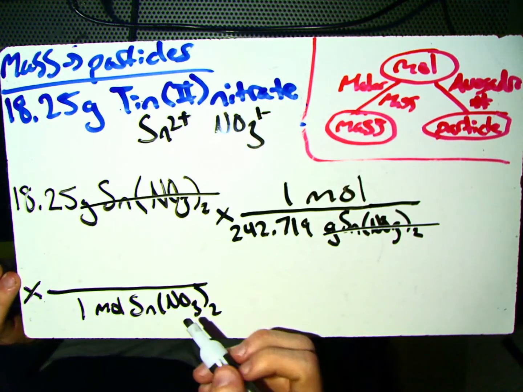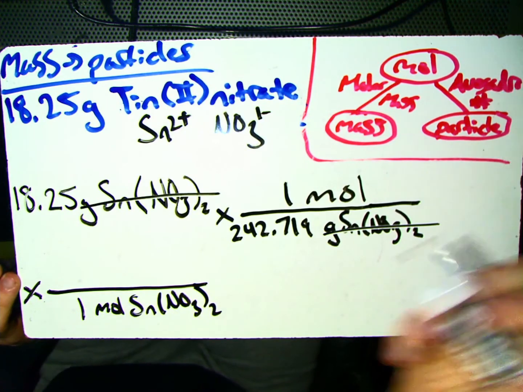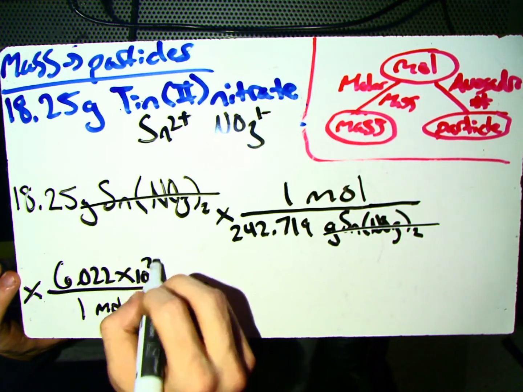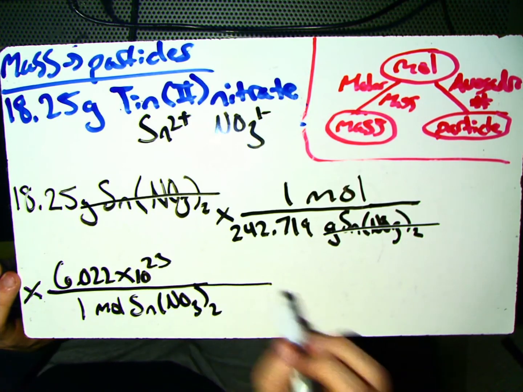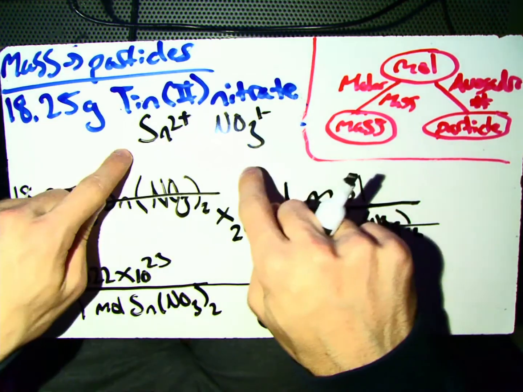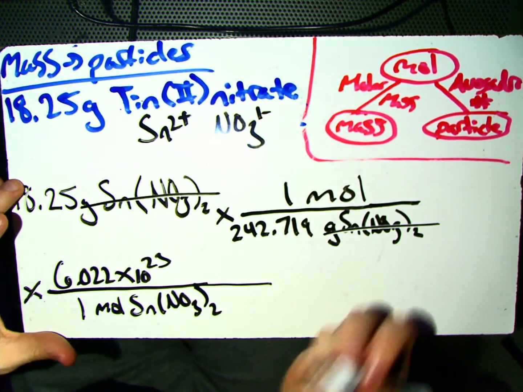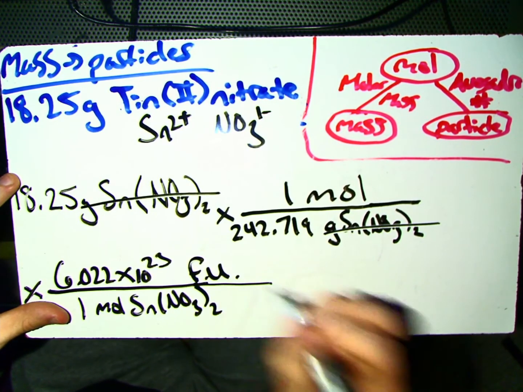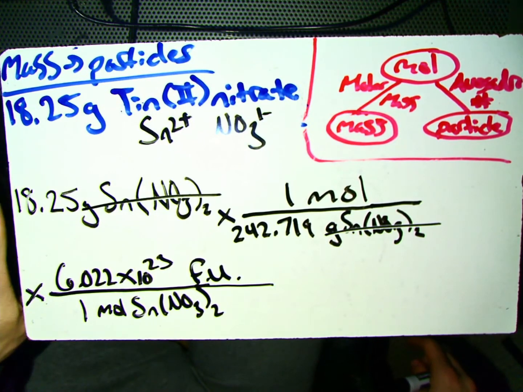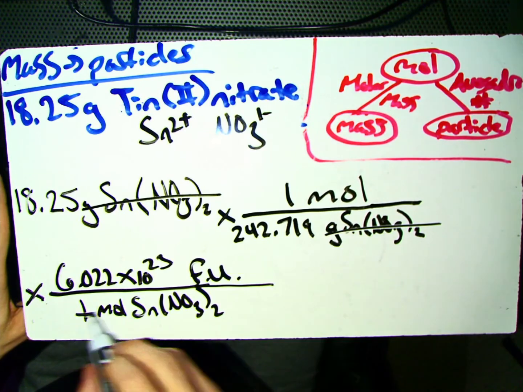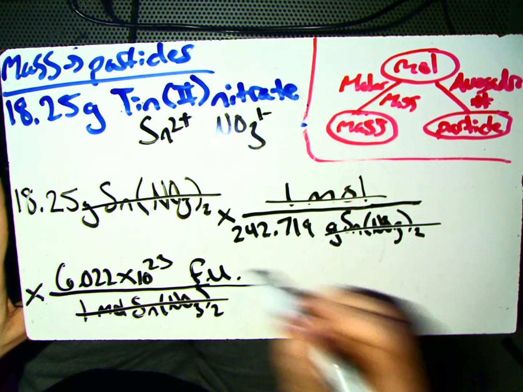Anyway, okay. Well, Avogadro's number is always 6.022 times 10 to the 23rd. Now, units. Tin 2 nitrate, what kind of compound is that? It's ionic, right? Cation, anion. When we deal with ionic compounds, our unit is FU. Now we need to cancel out units again. We're done with moles, and now we're in particles, FUs.